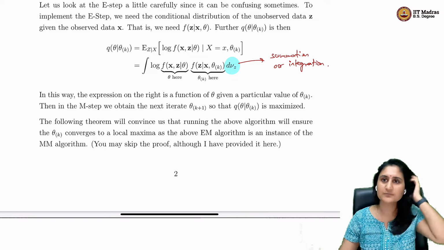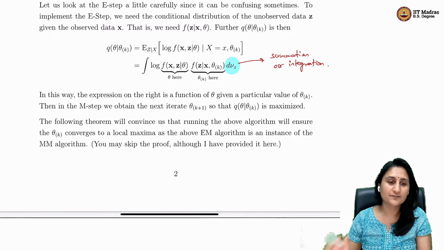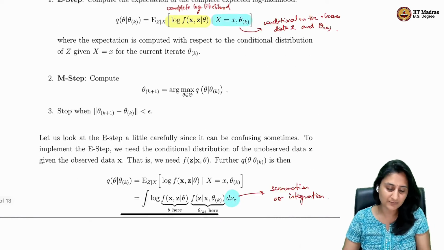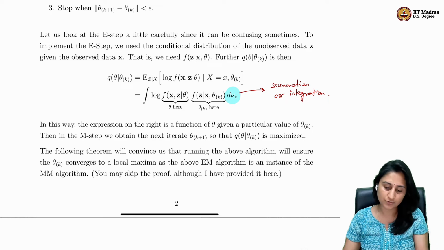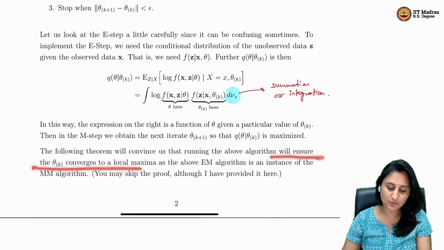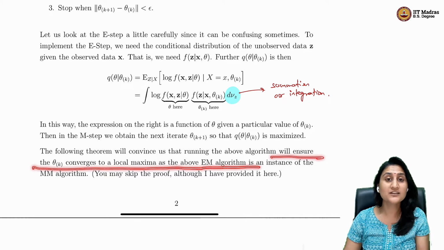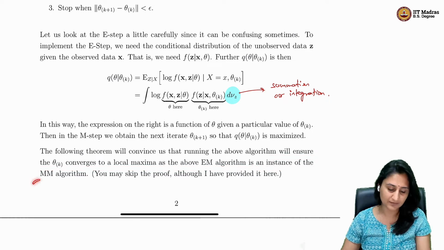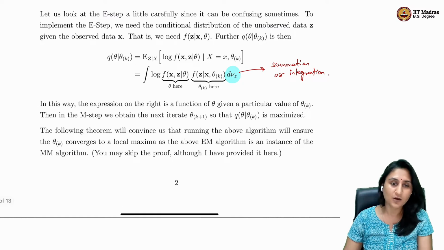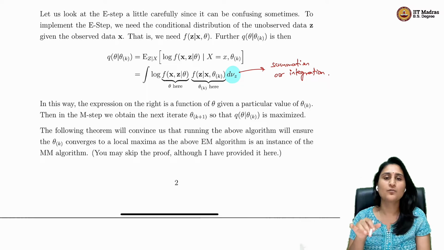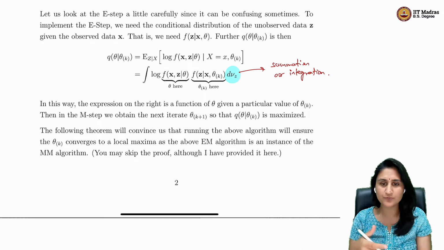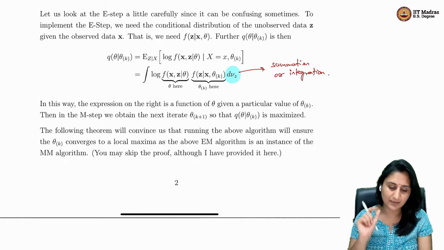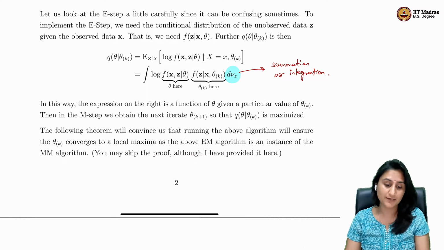Now, the following theorem is going to convince us that running the above algorithm, this E step and the M step, actually gives us a maximization solution. It will ensure that theta k converges to a local maximum, as the EM algorithm will turn out to be an instance of the MM algorithm. Now, I'm not going to go over the proof of the theorem in this video. It is, however, in these notes, so you can take a look. I will just explain the proof very quickly, but not go into all the details, so you may skip the proof, although I have provided it here.